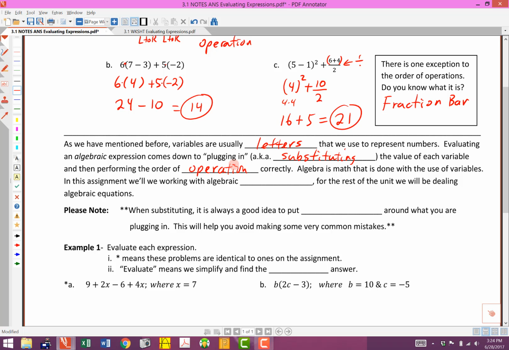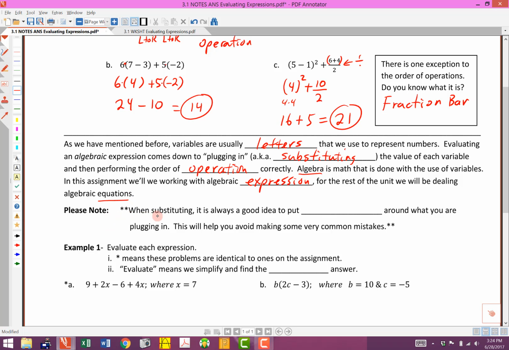As long as we do that order of operations correctly and plug things in correctly, we're going to get the right answer. And if we just talk about the word algebra for just a second, algebra is math that's done with the use of variables. So we're going to be doing a little bit of algebra today, and really that's going to be the focus of this whole unit. So in this assignment, we're going to be working with algebraic expressions, so just expressions in this particular section and on this assignment. And for the rest of the unit, we're going to be dealing with algebraic equations, and we'll deal with that when we get to it. But just so you've got a heads up, this whole unit is going to be about some basic algebra.